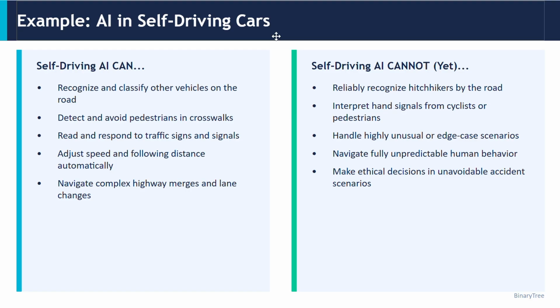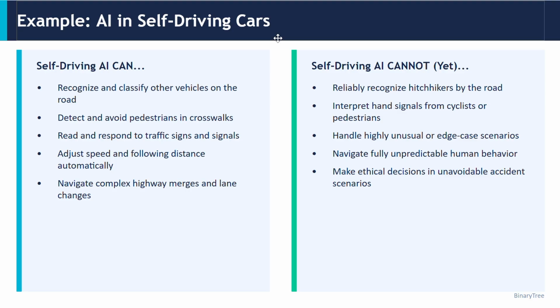But now look at the cannot yet side, because it's just as instructive. The AI struggles to reliably recognize a hitchhiker on the roadside, to interpret a hand signal from a cyclist, to handle truly unusual edge case scenarios, to predict fully unpredictable human behavior, and the hardest one, to make ethical decisions in an unavoidable accident. The pattern here is important.